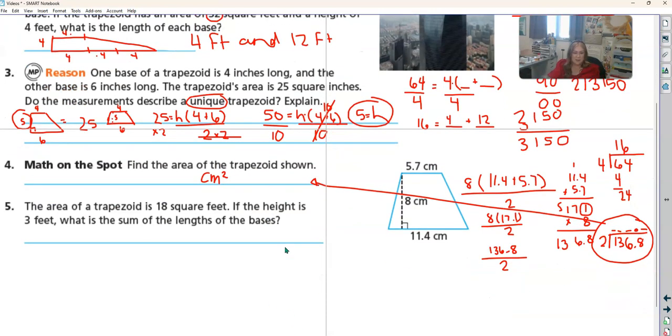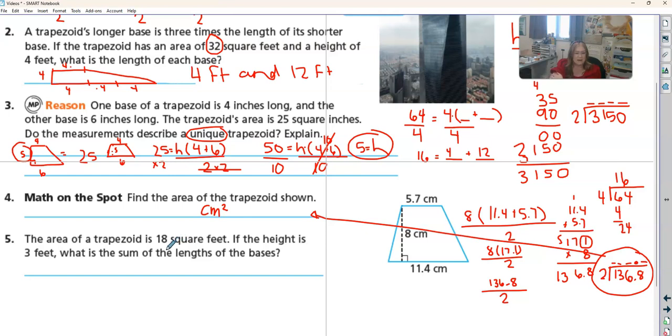All right, our next one, number 5, says the area of a trapezoid is 18 square feet. So that's the total. The height is 3. What is the sum? So when you add them together, what is the length of the bases? We don't even need to know the separate ones, just what is the total. So we have the height of 3, and we're going to times that by the bases, base 1 added to base 2. We just need to know what is this whole thing here.